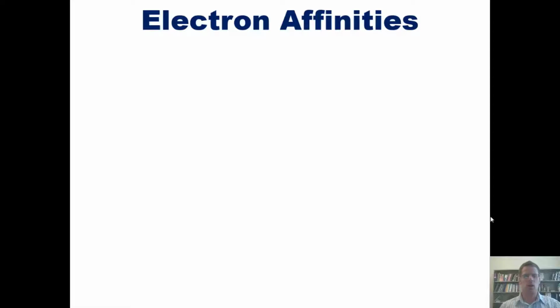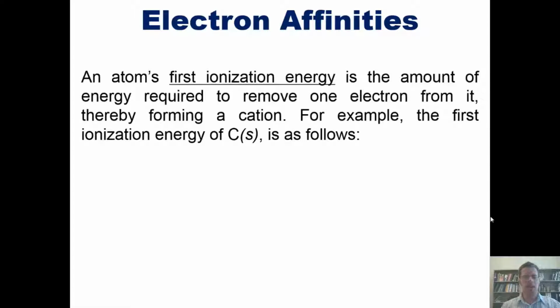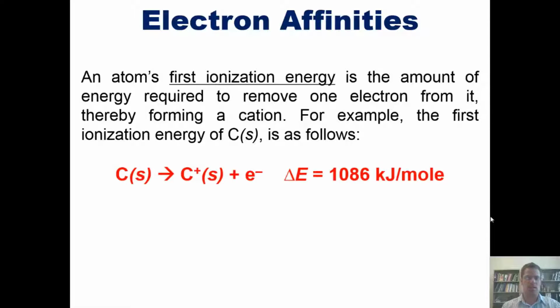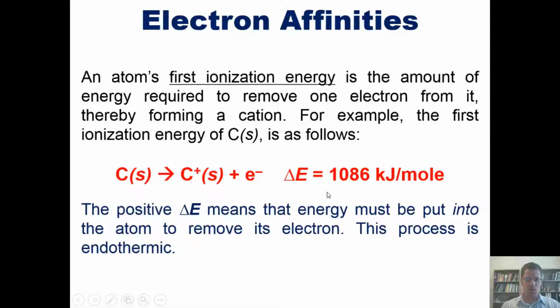As I mentioned in an earlier video, an atom's first ionization energy is the amount of energy required to remove one electron from it, thereby forming a cation. For example, the first ionization of carbon is as follows. The positive delta E right here means that energy must be put into the atom or into this system or process to remove its electrons. In other words, it takes energy to remove an electron from solid carbon. Because this delta E has a positive sign, this process is endothermic.